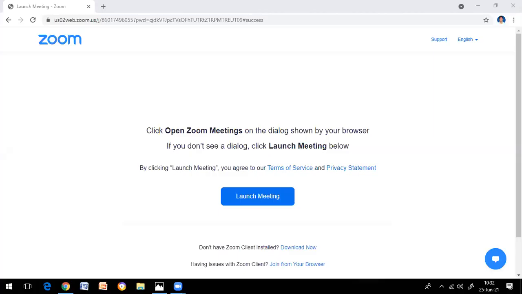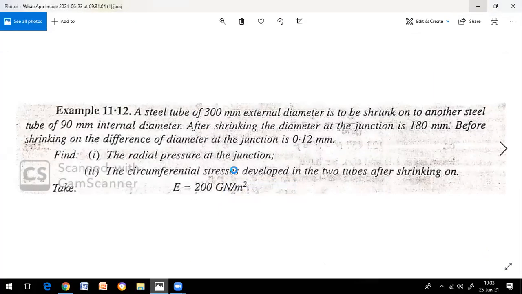So let me share the problem. Please all of you note down the question. So this is your question. I think I have shared the thick cylinders notes to your WhatsApp group, so please take it out and you can practice on your own. I have shared all three modules notes to you. So let's do this problem, so by that we can finish the third module.